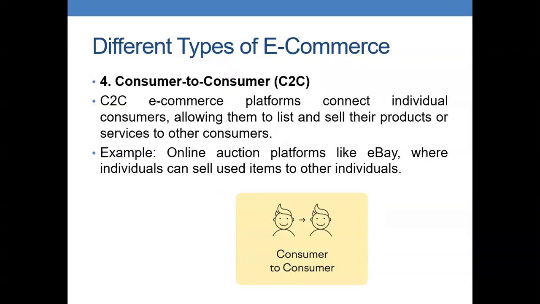Now we can say online auction platforms like eBay, OLX, where individuals can sell used items to other individuals. So consumer to consumer: one consumer is selling goods and services to the other consumers.